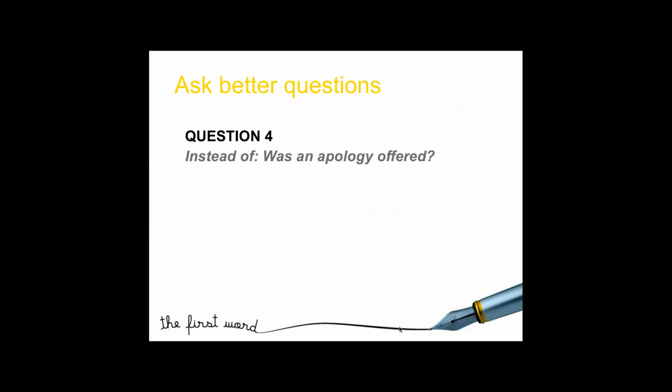Question 4, was an apology offered? Well, there was a really poor attempt in that email. It was a non-apology really, but it still passed. So a better question is, if we made a mistake, did you say sorry sincerely upfront? And the key words here are sincerely and upfront, because if we don't do those two things, the apology means nothing.